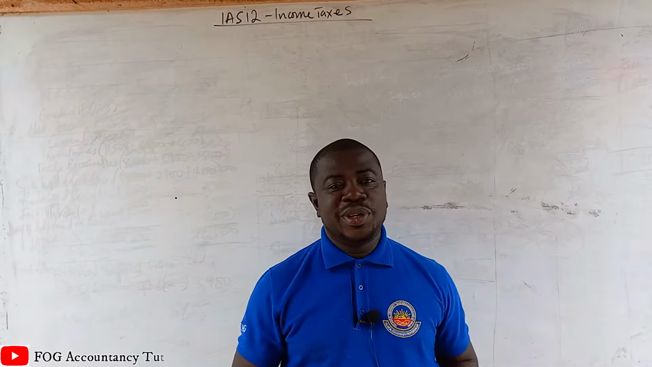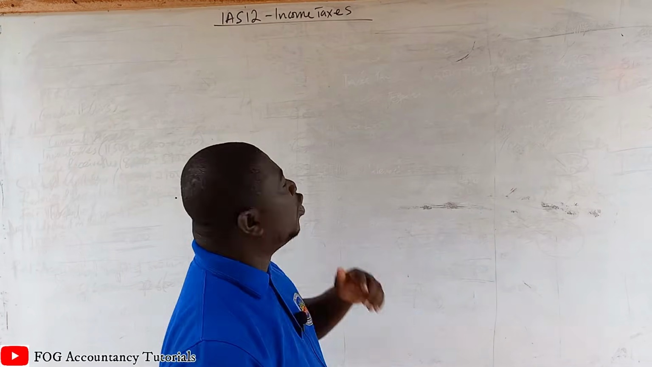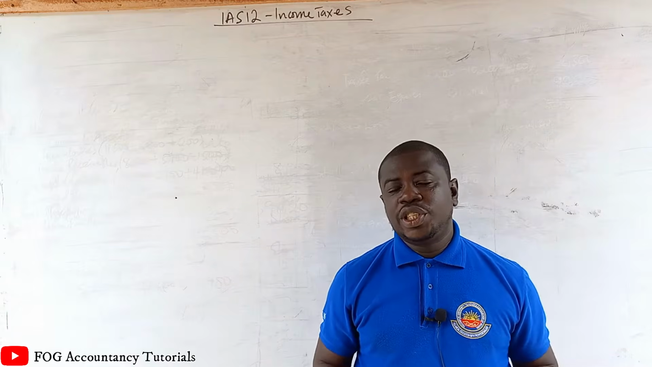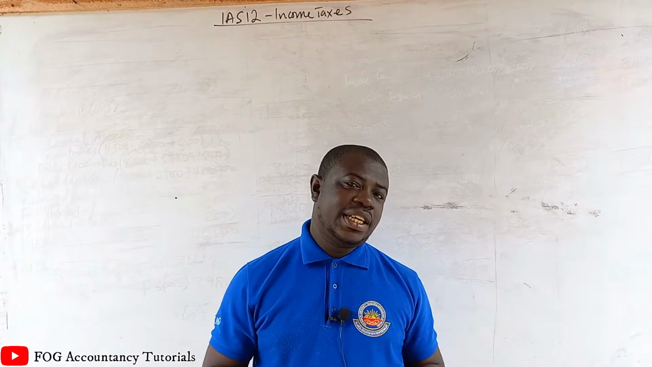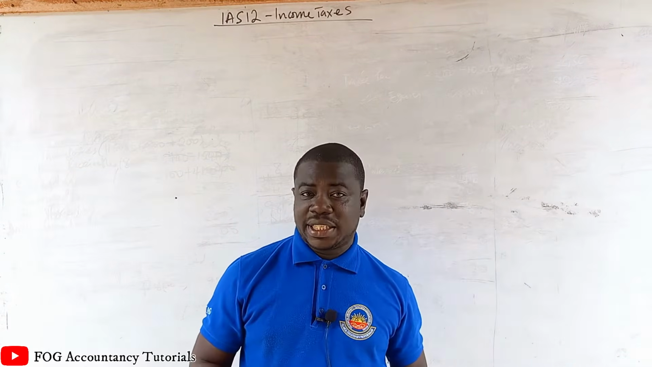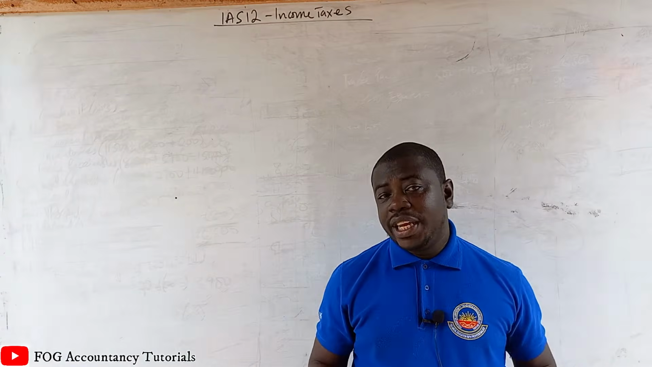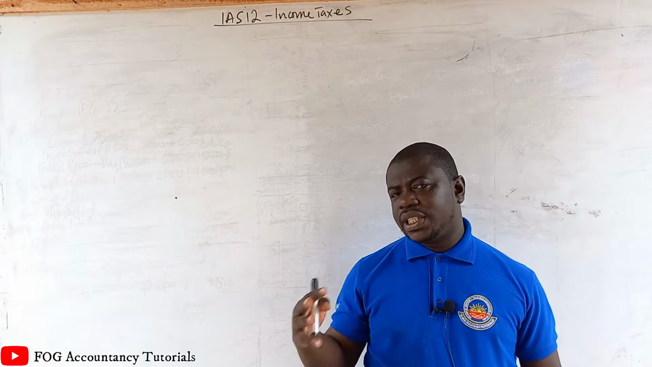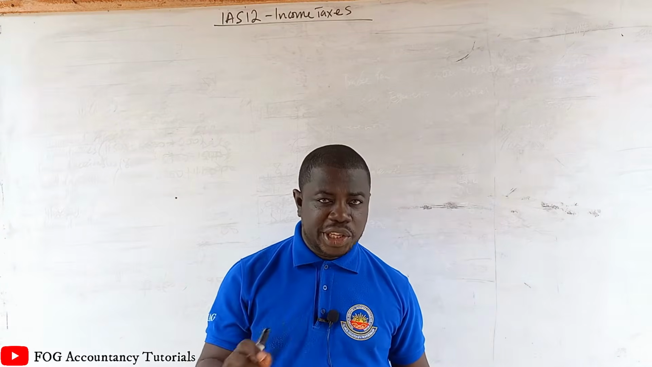Today we are going to deal with the standard IAS 12, which talks about income taxes. We are going to deal with IAS 12 so that we'll be able to deal with income taxes and any other item related to tax in the financial statements. Now, we are going to deal with tax, and afterwards I'm going to talk about published accounts.